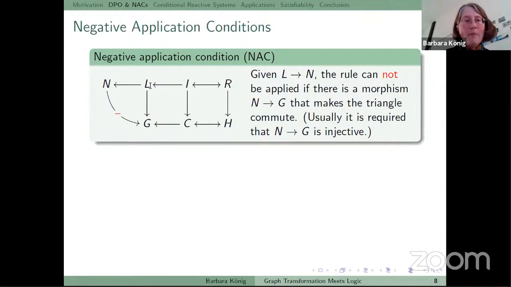For this, you take the left-hand side and you take a morphism into N, so some other graph. N is also some graph. And you say, I can apply this rule, but only if there's no morphism from N to G that makes this triangle commute, which means that this negative structure into which you embed the left-hand side cannot be found in the graph itself when you consider the position of the left-hand side. So you should not have any morphism that makes this commute. Often you require that this morphism is injective, but okay, I'll skip a bit about this detail.